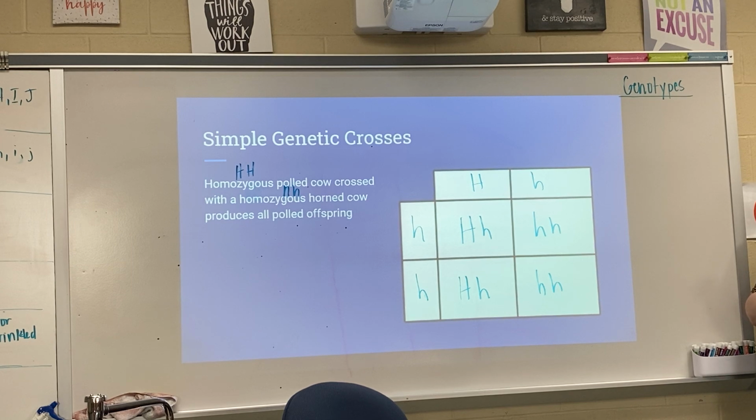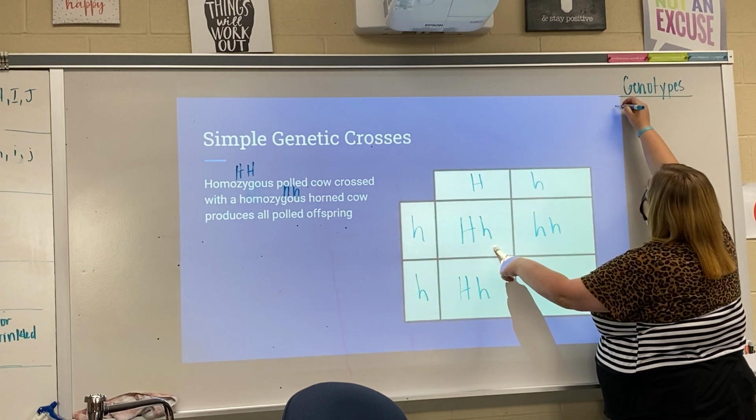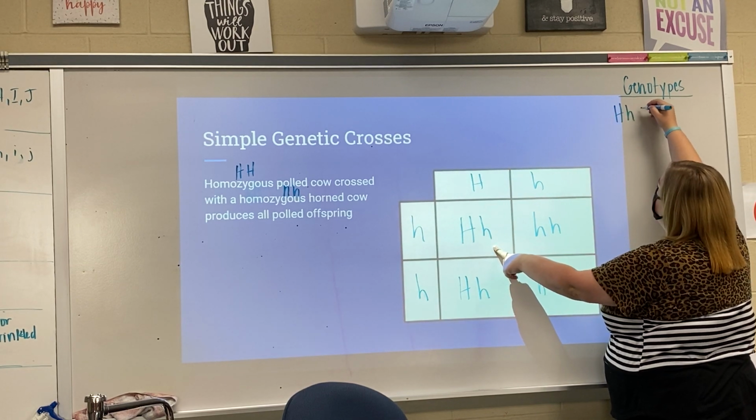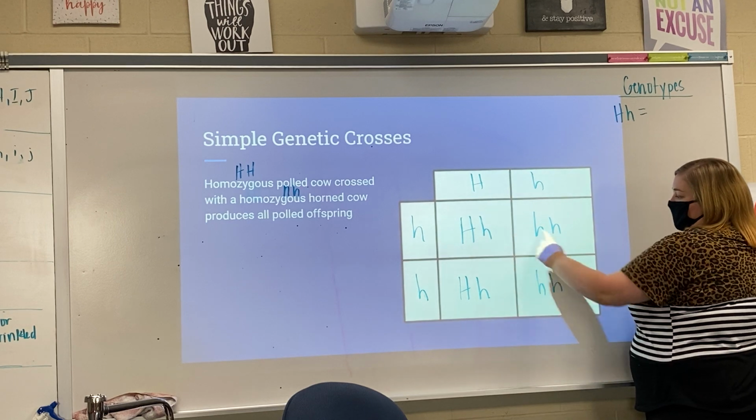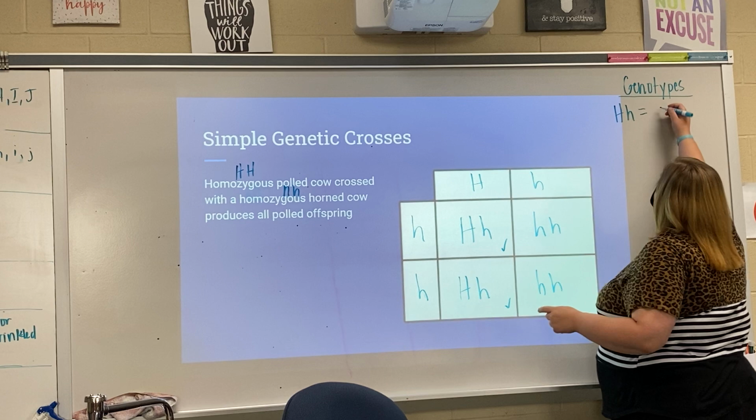I like to think of it like a grocery list or a check sheet. So I start here. Well, I have a big H, little h, and there are two of them. So I put a check here and a check here because I've counted them.